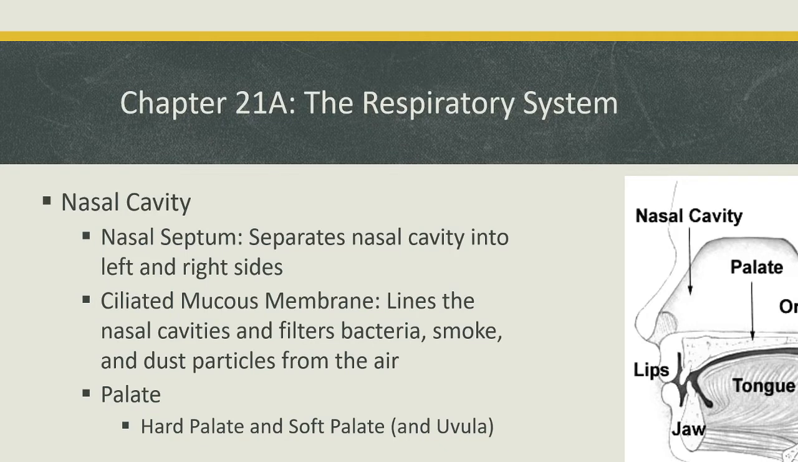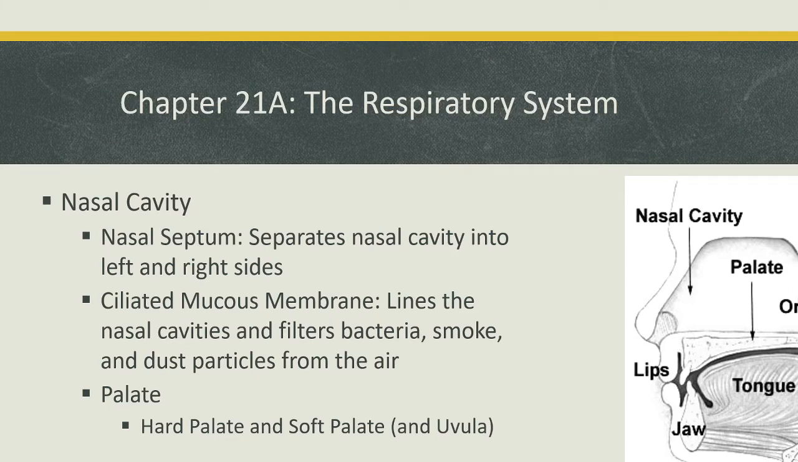We start at the beginning, as it were, of the respiratory system and look at the nasal cavity. You have a diagram here that has some of the main parts going on in this area. The nasal cavity would be this cavity up along in here. And it is separated from the oral cavity by the palate.